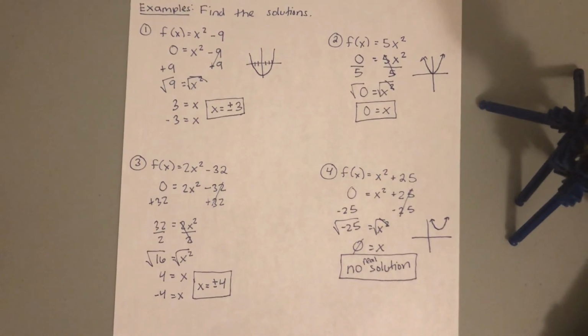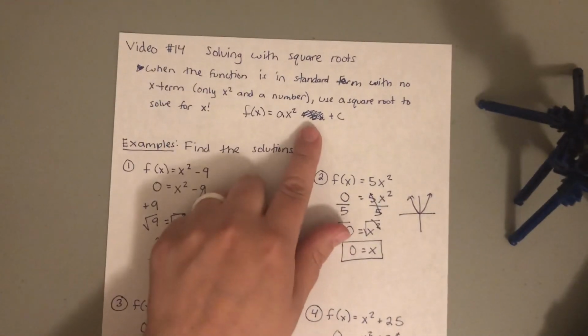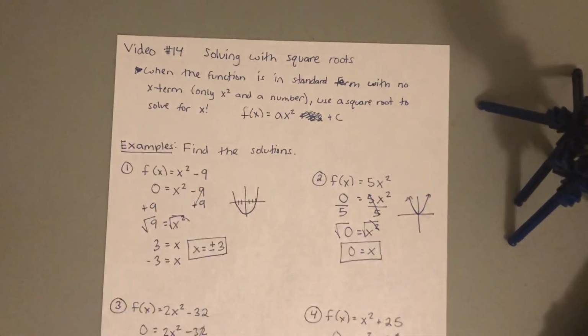So that's how you solve functions using a square root. Remember, it only works if there is no middle term. You just have the squared and the plain number, and then you can use solving with square roots.